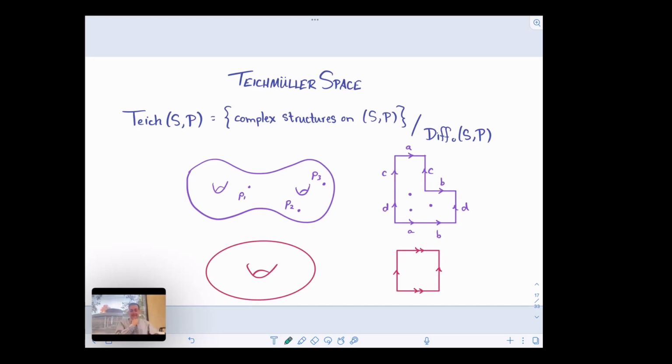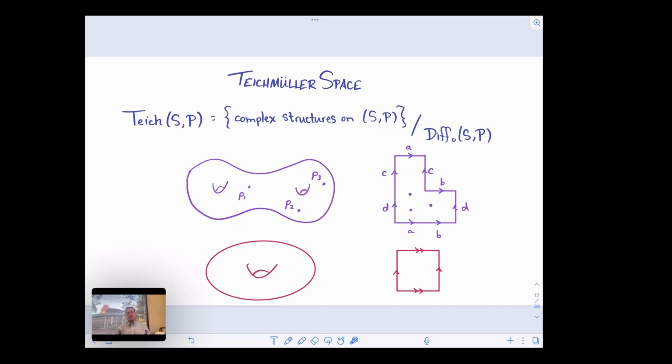The Bers proof of the Nielsen-Thurston classification uses Teichmüller space. The Teichmüller space of a surface with marked points is just complex structures on the surface. Complex structures don't really see the marked points, but we consider complex structures up to isotopy, in other words, you pull back by diffeomorphisms that are isotopic to the identity relative to P. So the marked points don't really factor in here, but they factor in more down here. So that's a space.